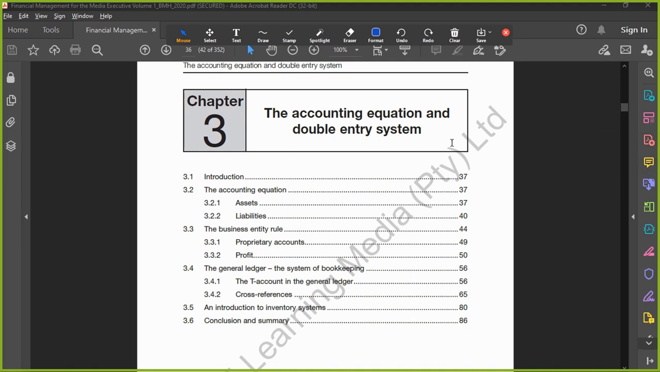We're going to be looking at the accounting equation and the double entry system in this particular week's content. So we've reached week 4. We're going to be focusing on pages 36 to 49. I'm going to be covering all the theory so that you'll have a really good idea of how to approach the accounting equation and double entry.